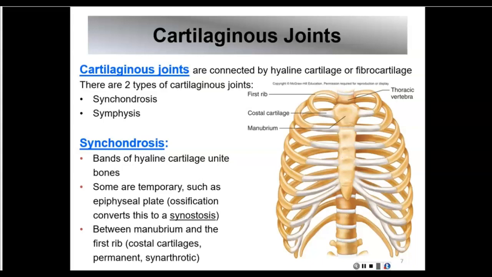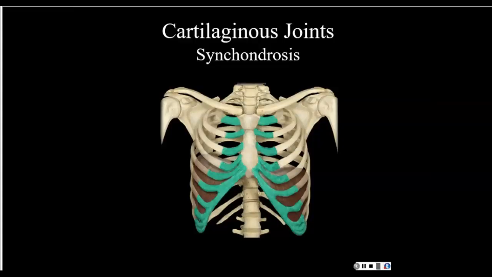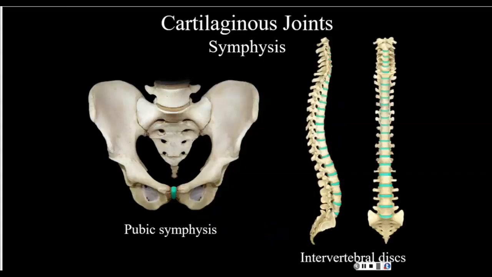We call that costal cartilage in the picture here. There were our cartilaginous synchondrosis joints. You also have one in the pubic symphysis. This is a symphysis joint, which I'll show you next, as well as in the discs in the spine.